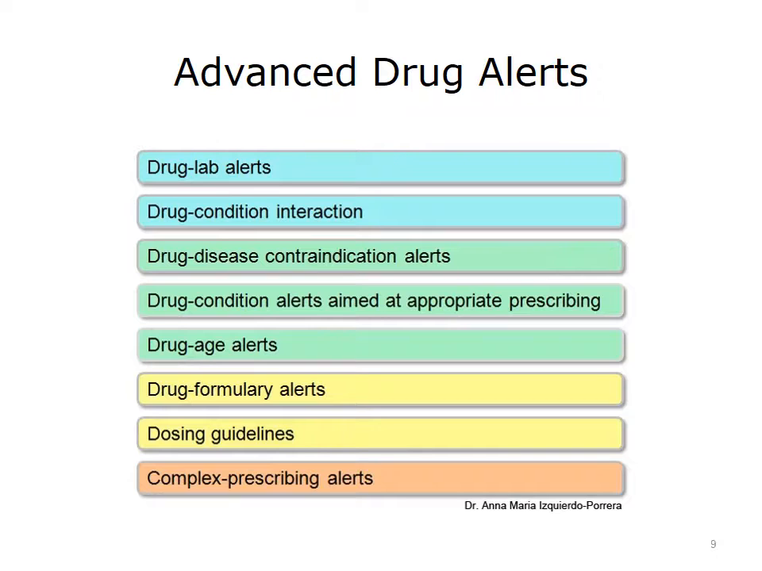Drug formulary alerts are generated to notify the prescriber that a particular brand or drug is neither included nor recommended in the formulary at the prescribing location. Dosing guidelines are alerts that take into account complex patient characteristics such as age, renal or liver function, pregnancy or female of childbearing potential, pediatric weight-based dosing, drug utilization restrictions, or clinical indication. Finally, complex prescribing alerts are generated with combined features of basic and advanced alerts.